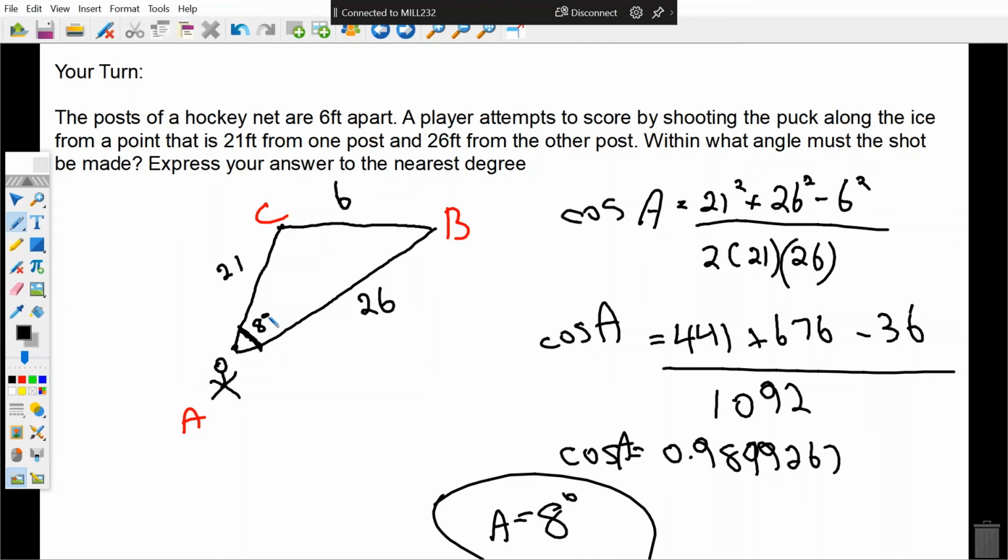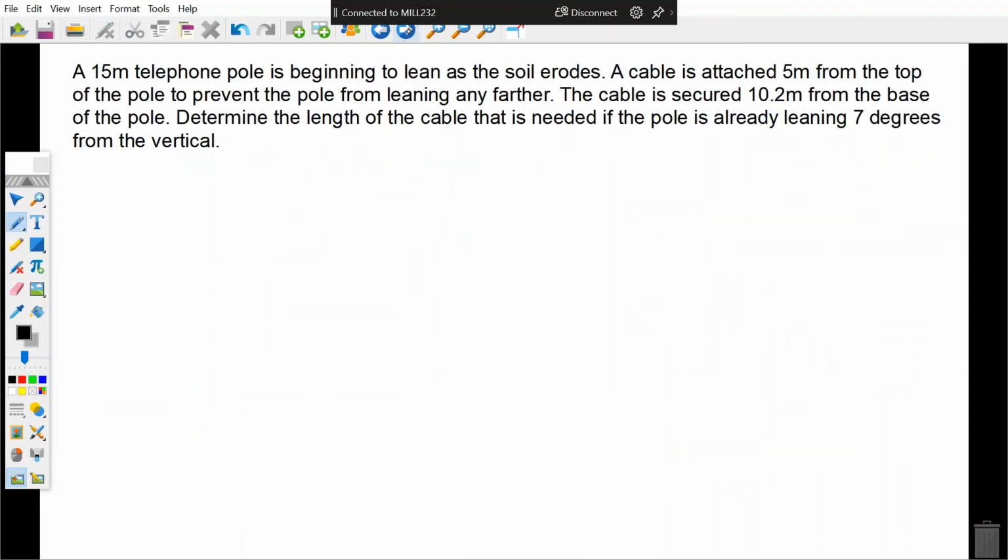I believe there's one left. Yes. Okay. This is a good one to try. It says a telephone pole is beginning to lean as the soil erodes. A cable is attached 5 meters from the top of the pole to prevent the pole from leaning any farther. The cable is secured 10.2 meters from the base of the pole. Determine the length of the cable that is needed if the pole is already leaning 7 degrees from the vertical.